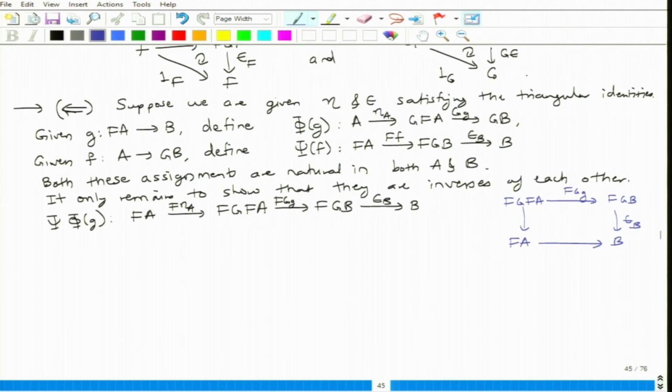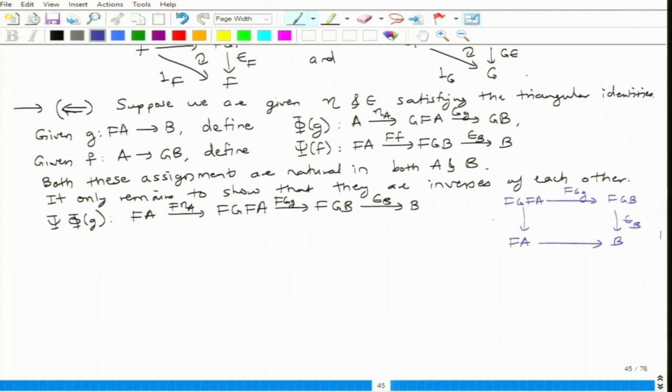See, I took this expression of phi g. So I applied F on that. Is F eta A in that diagram? Eta A is in that diagram. So when I take F of that, then I will get F eta A, and F followed by FGg, and then finally I applied epsilon b. So the direction of the map should be this: FA to FGFA, right? That's what I have written.